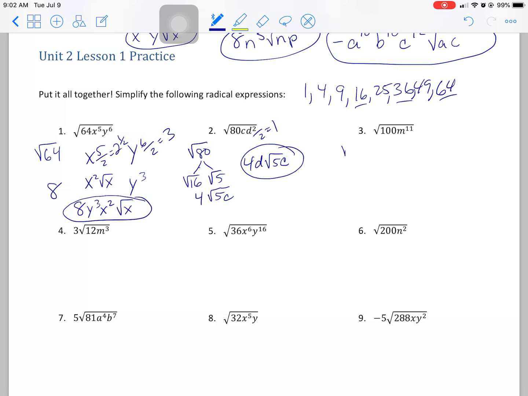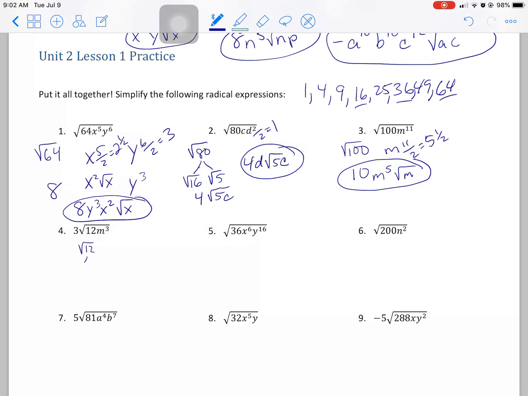Okay? Square root of 100, m to the 11. Square root of 100 is a perfect square. 11 is 5 times 2 is 10 with 1 remaining. So that means 5 come out and 1 is left. Okay.